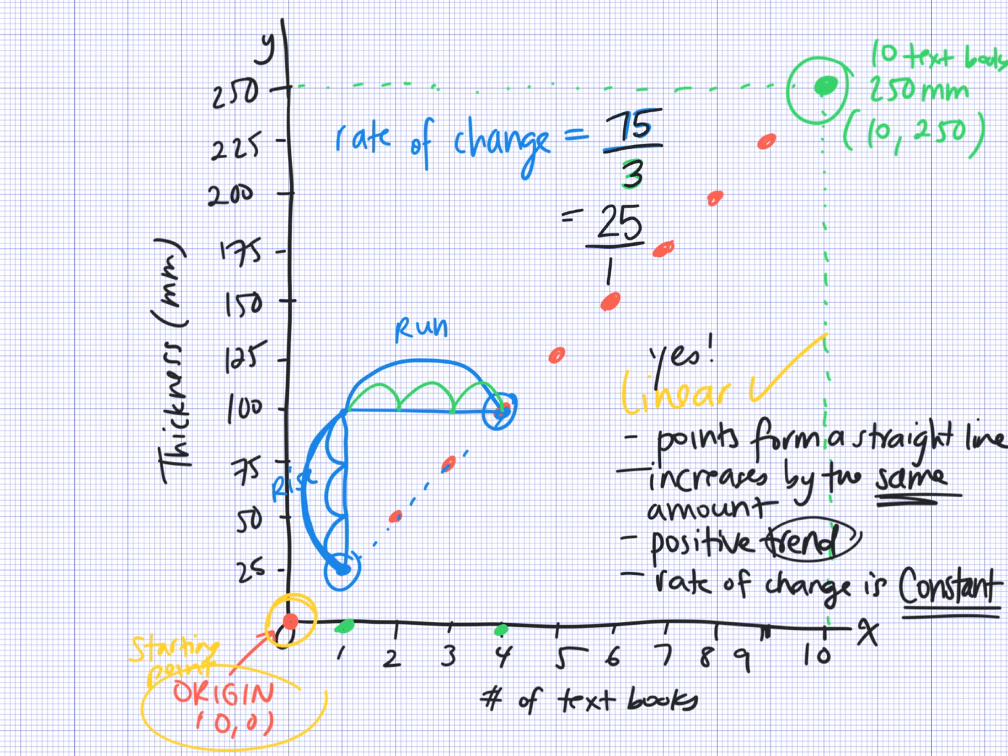Go back to your table. What does it increase by for every 1 textbook? How many millimeters is it? 25. The rate of change is 25 over 1, which means that 1 textbook equals 25 millimeters. A textbook, the thickness is 25 millimeters.